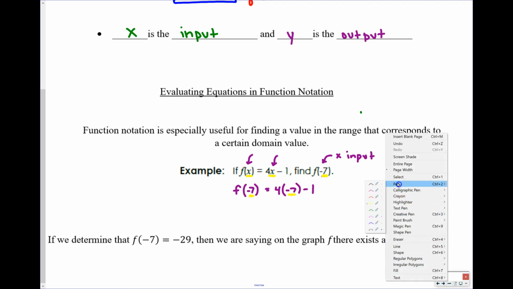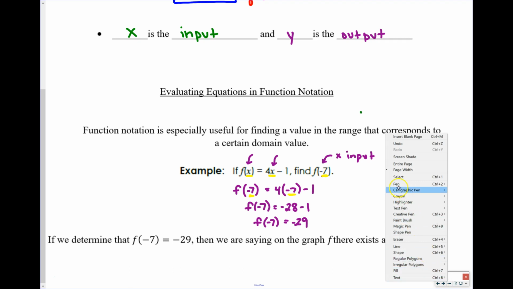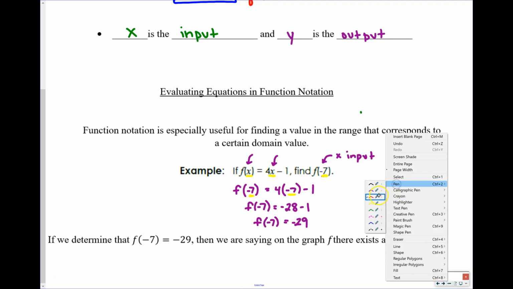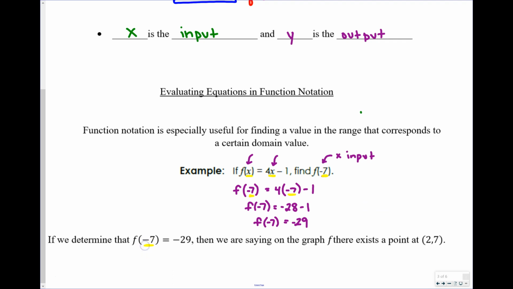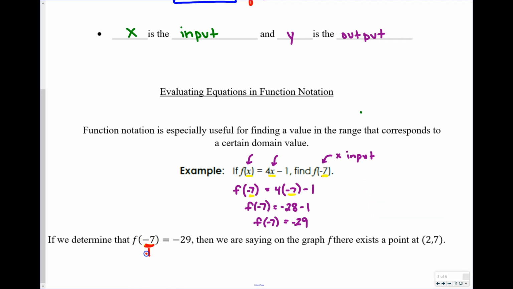So now I'm going to evaluate like normal, except I'm going to bring this f of -7 down, and I'm going to evaluate. So 4 times -7 is -28, and f of -7 then equals -29. Now the interesting part about this is that this -7 right here is my x value, and this guy right here is like my y value.